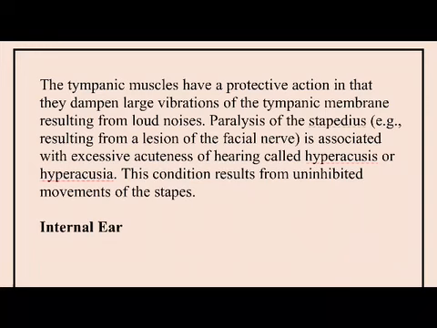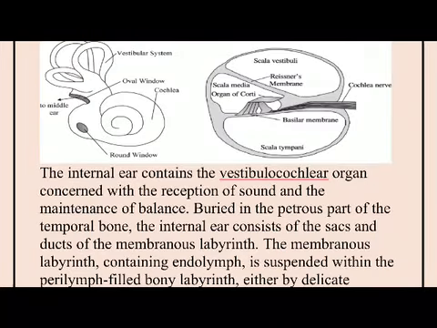I really need to talk about the internal ear. Right here is an illustration of the internal ear. You can see the vestibular system, the oval window, the cochlea, the round window. The internal ear, very importantly, contains the vestibulocochlear organ, which is concerned with the reception of sound and the maintenance of balance. You have the internal ear buried in the petrous part of the temporal bone.